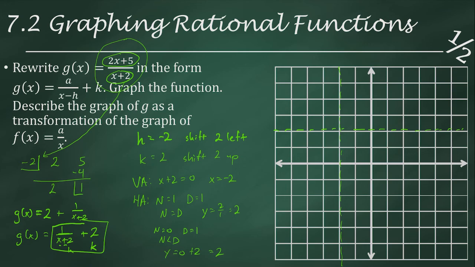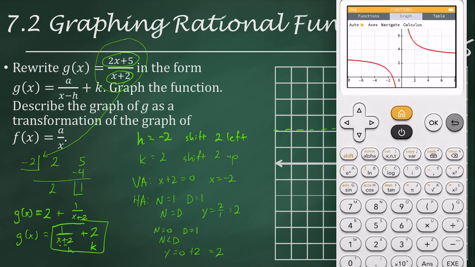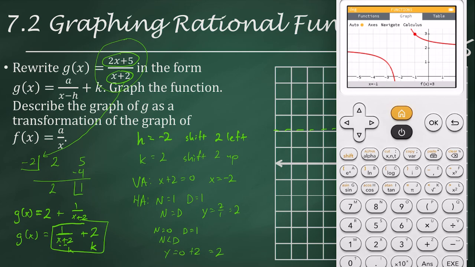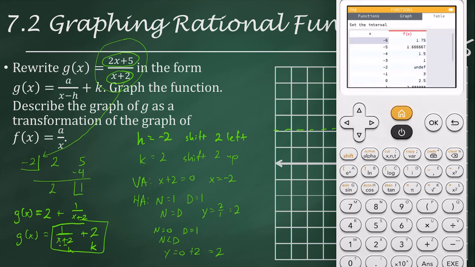All right, and then to make our graph, we need a table. So we'll grab the calculator, go back to the function, put in our new function, and I am just going to put in the original, I think. So that's our original function. And you can see the graph there. It looks like a vertical asymptote at x equals -2. Horizontal asymptote at y equals 2, just like we expected.